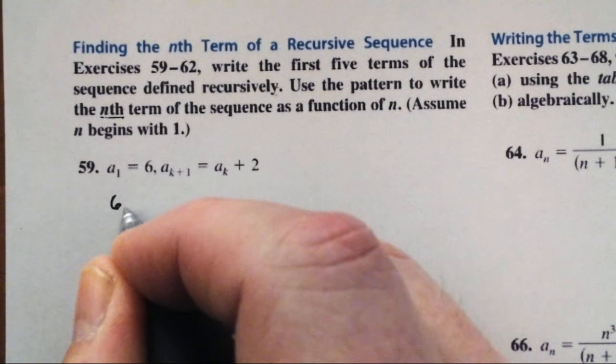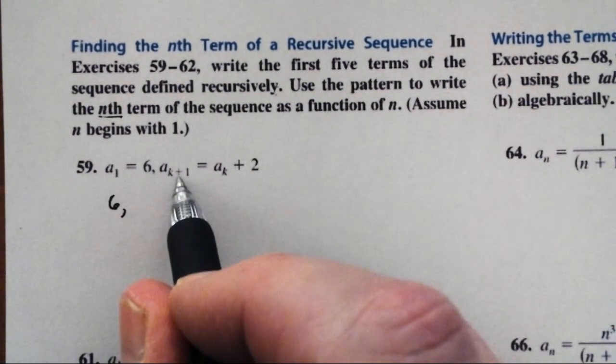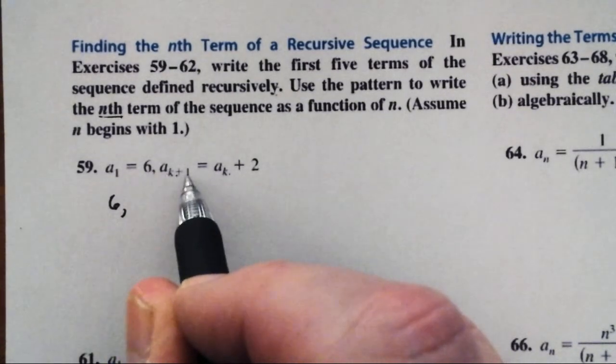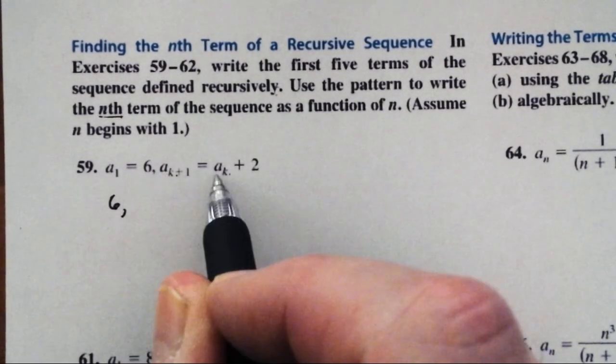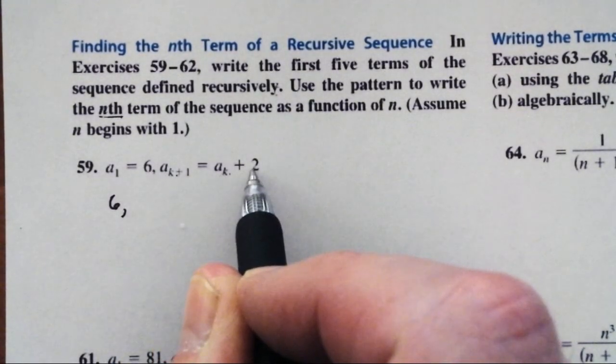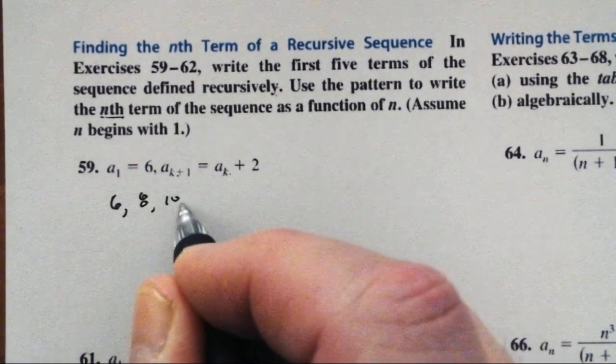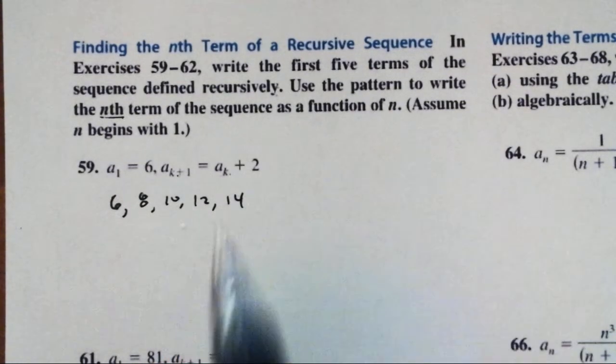So A1 is 6. This says a term, any term, now this could have been AK and AK minus 1, but you could read it this way, the next term equals the term we're at plus 2. Or a term equals the term before it plus 2. So this is just going to be 8, 10, 12, 14.